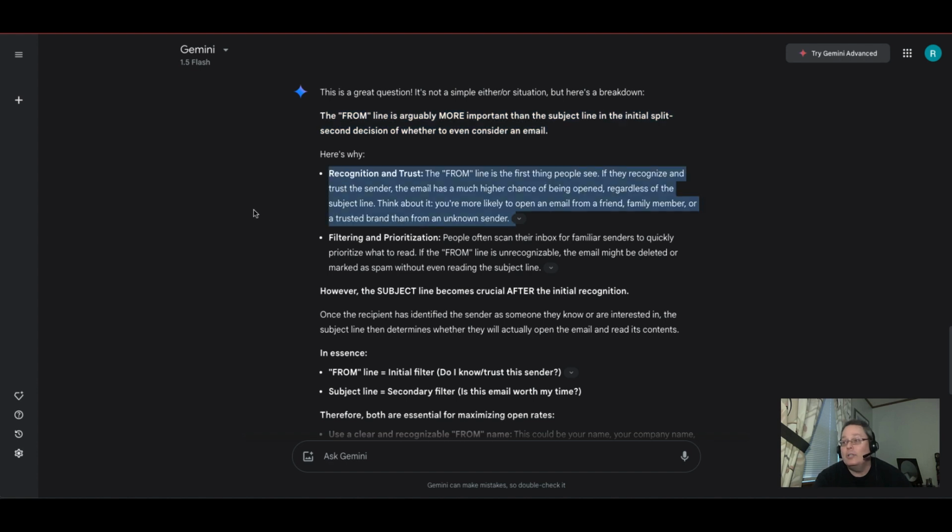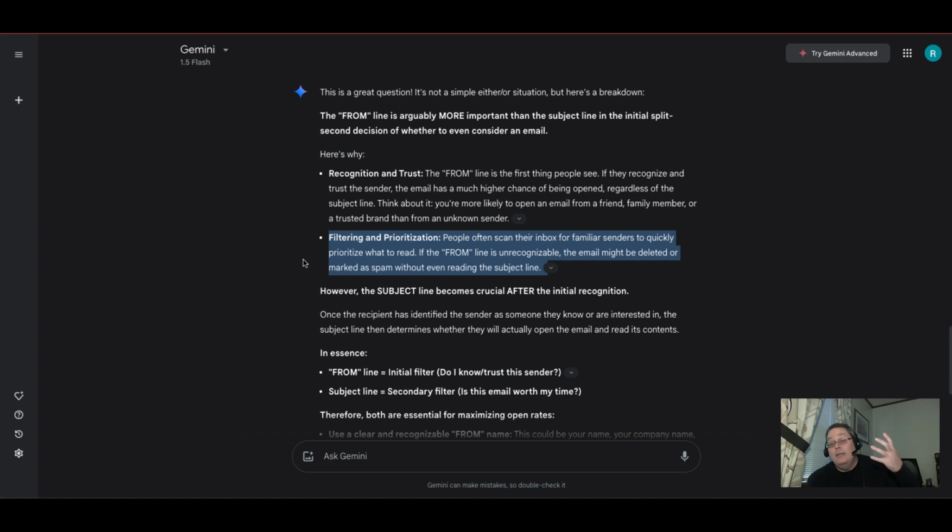Recognition and trust. The from line is the first thing people see. If they recognize and trust the sender, the email has a much higher chance of being opened regardless of the subject line. Think about it. You're more likely to open an email from a friend, family member, or a trusted brand than from an unknown sender. Filtering and prioritization. People often scan their inbox for familiar senders to quickly prioritize what to read. If the from line is unrecognizable, the email might be deleted or marked as spam.